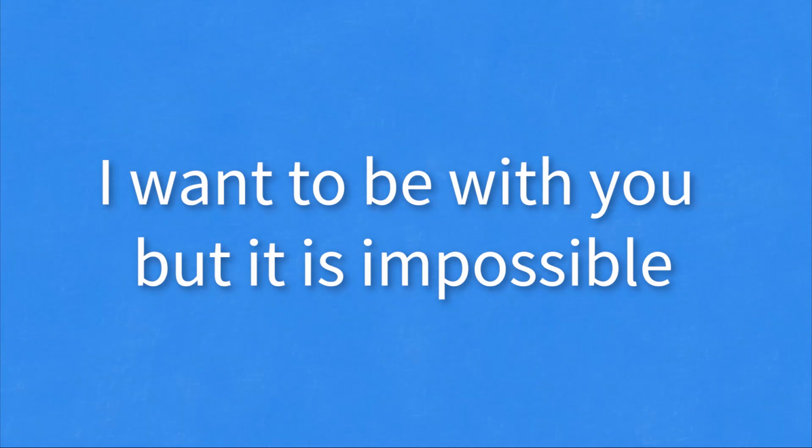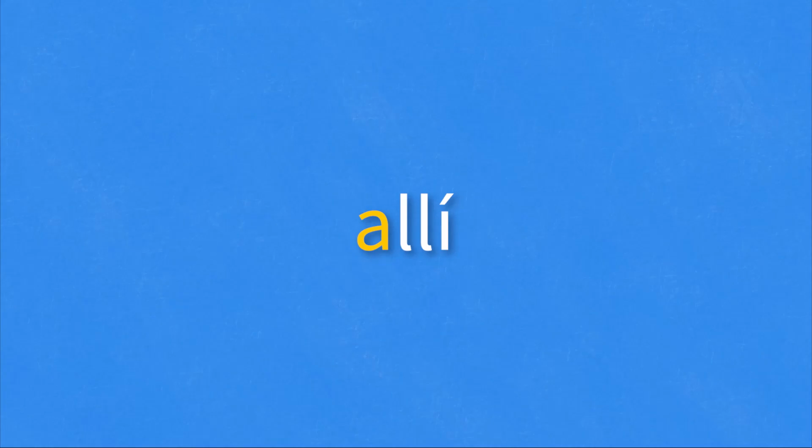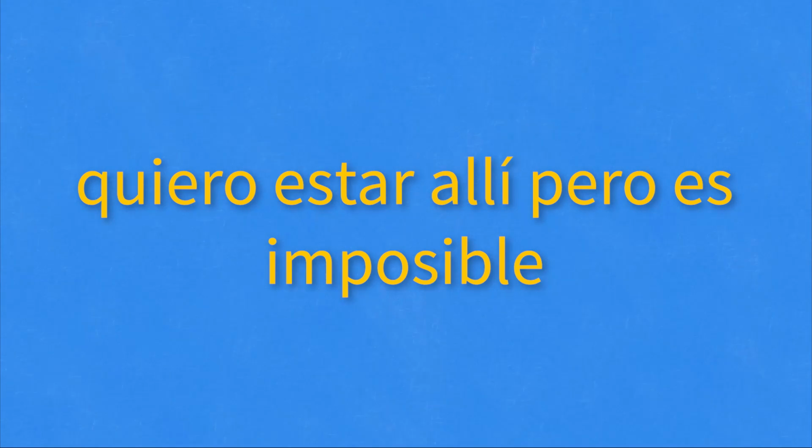And it is... How would you say, I want to be with you, but it is impossible? Quiero estar contigo, pero es imposible. Here in Spanish is aquí. There in Spanish is allí. How would you say it is there? Es allí. What about I want to be there? Quiero estar allí. And I want to be there, but it's impossible. Quiero estar allí, pero es imposible.